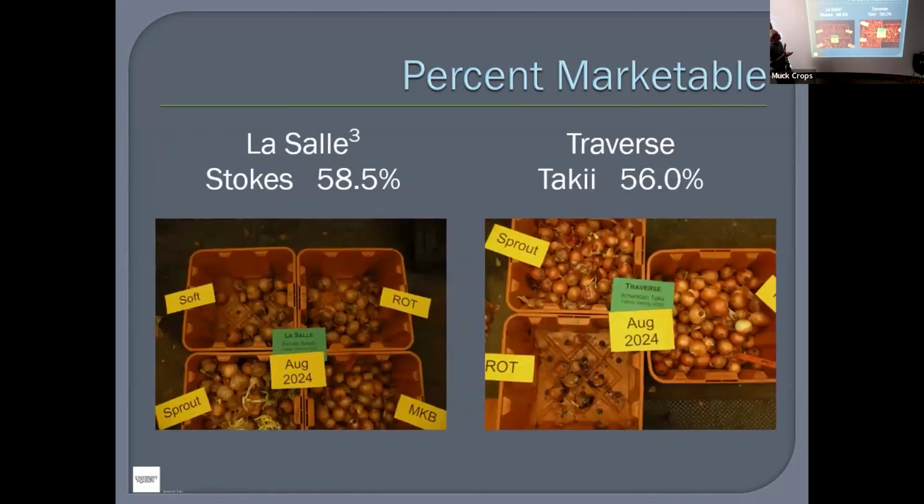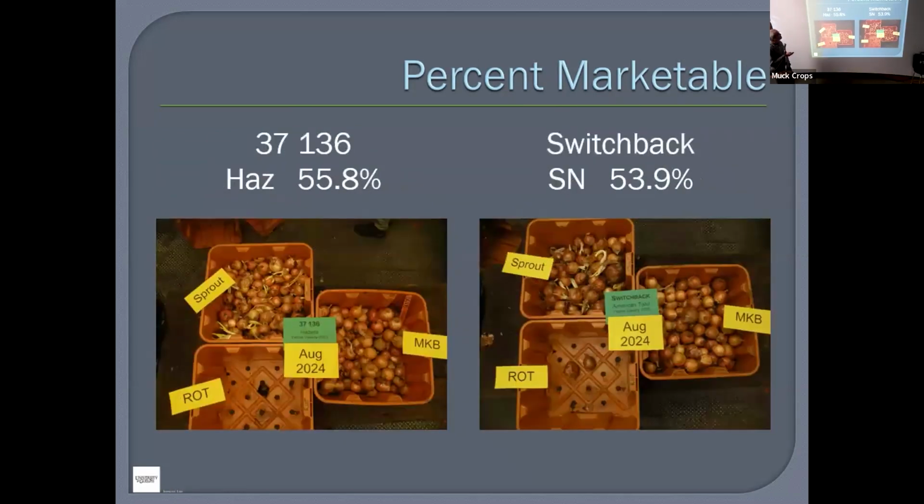LaSalle from Stokes, Traverse, again, third year now that LaSalle's been in the highest percent marketable range in the trials. And a number of variety from Hazara at 55 and Switchback from Seminova at about 54%, in that range. And you can see there too, there's a significant amount of sprouting going on. So last year's storage trial was not the greatest.